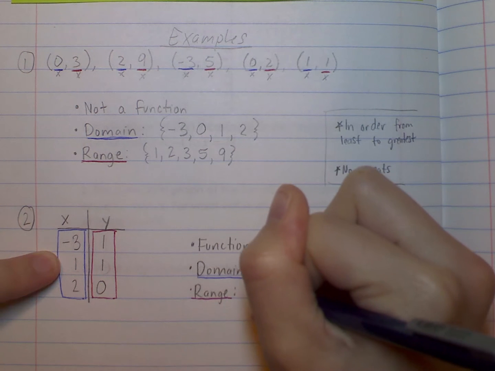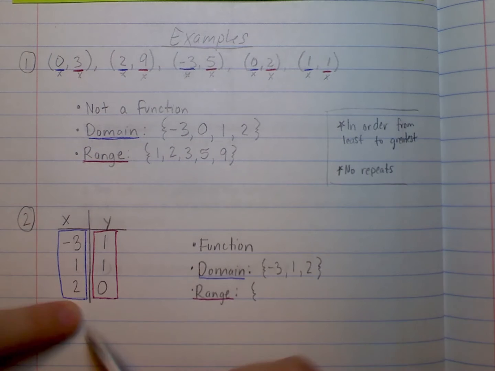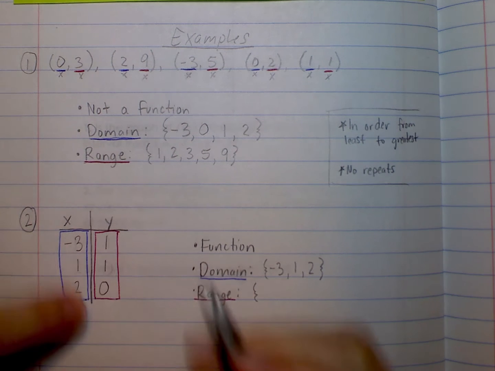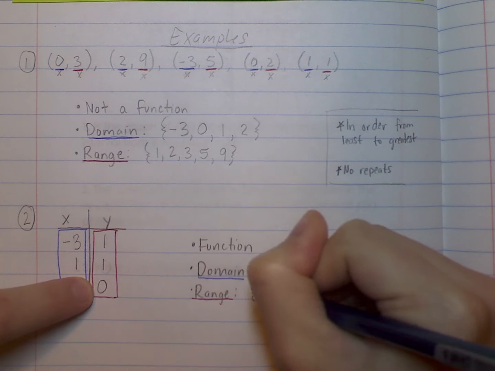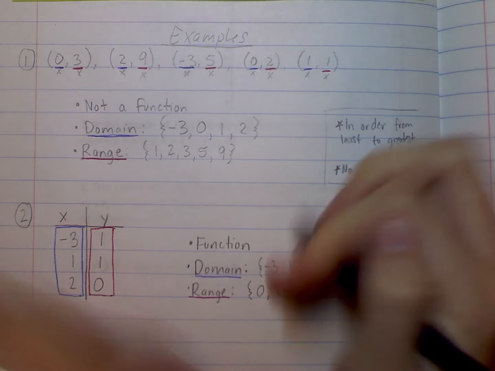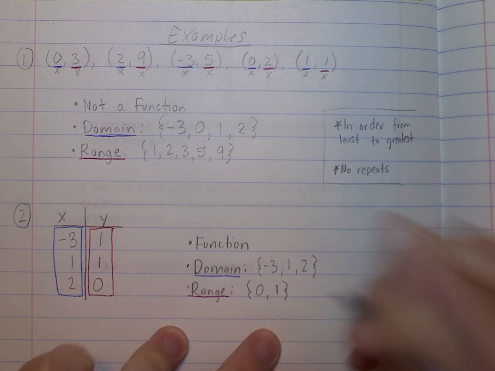And now the range I may have to reorder, because the range isn't necessarily in order. It's just matched with input and output. So 0 is actually the smallest thing here, followed by 1. There's another one, but there are no repeats. And I'm done.